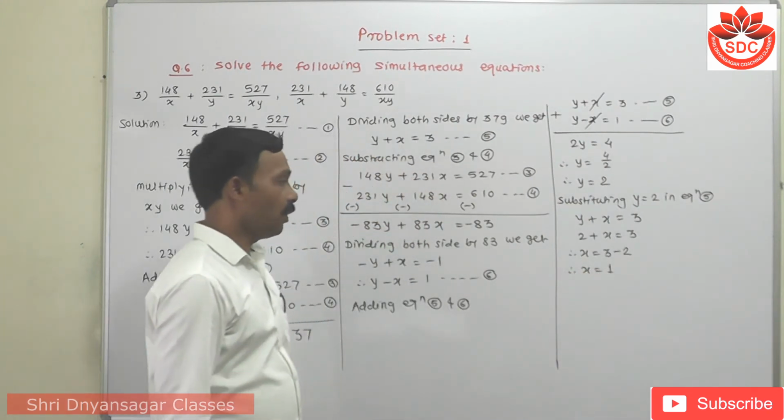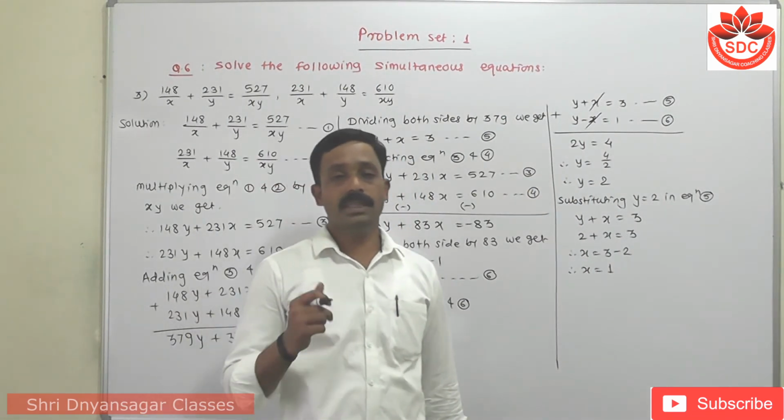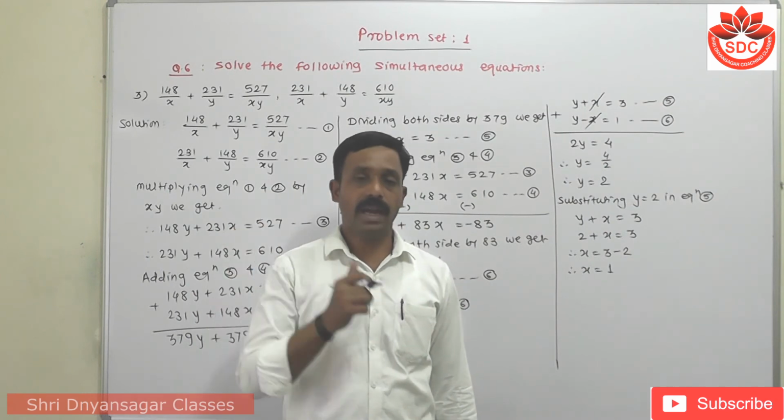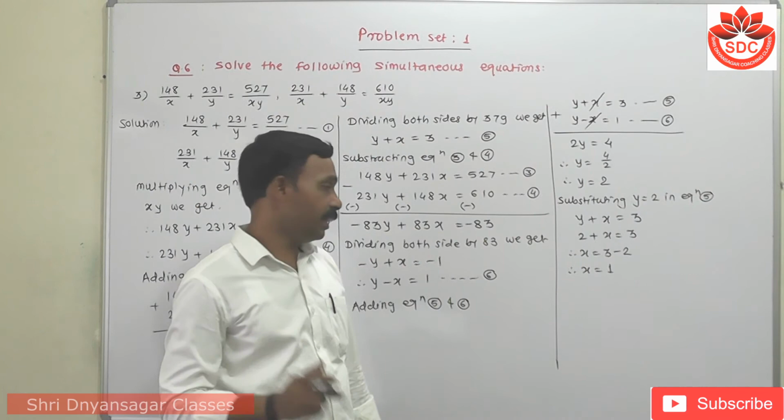1. Now, this means that the value of x is equal to 1 and y is equal to 2, which satisfies the given equations. So this is the solution of the given equations. Now write the answer in a full sentence. Answer.